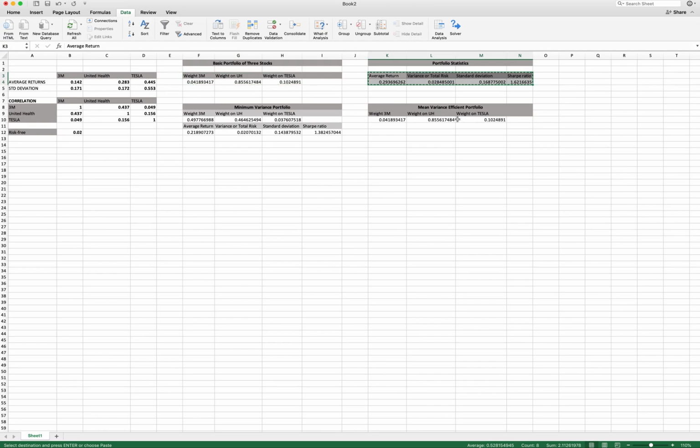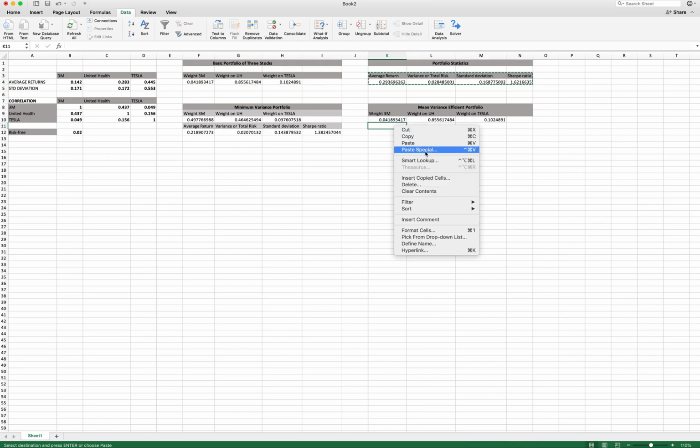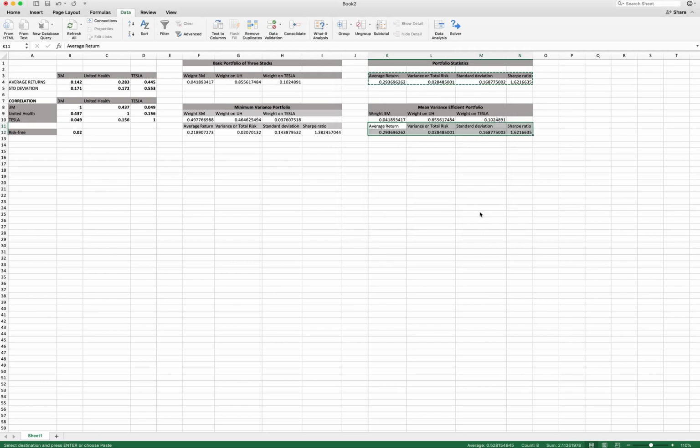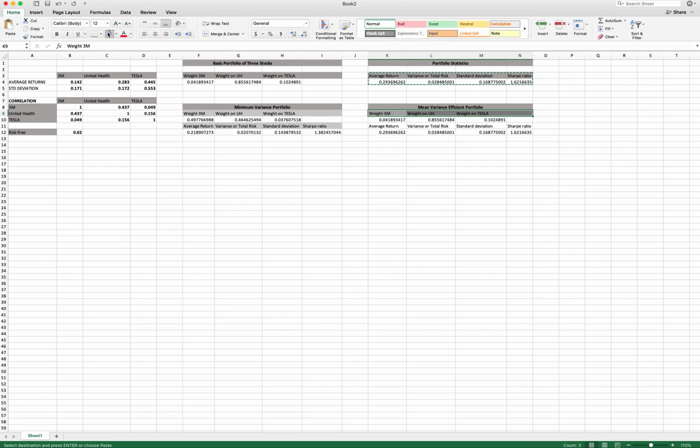Let me try to copy this, paste values. Let's make this a bit prettier. So now I have the mean variance efficient portfolio and the minimum variance portfolio. I have basically 2 portfolios on my curve. So I should be able to trace the efficient frontier, right?